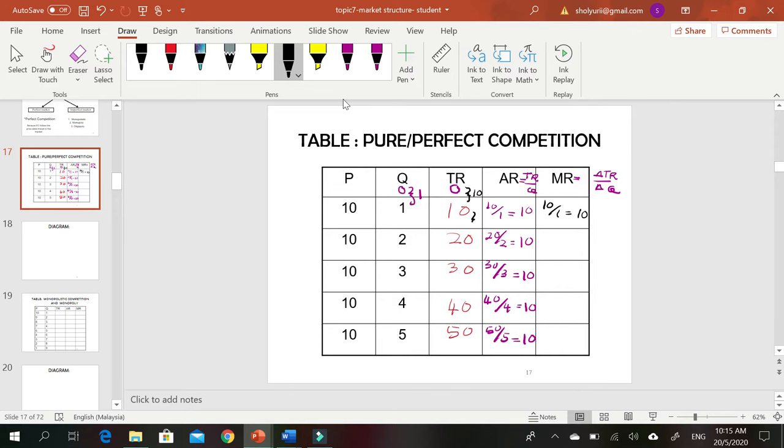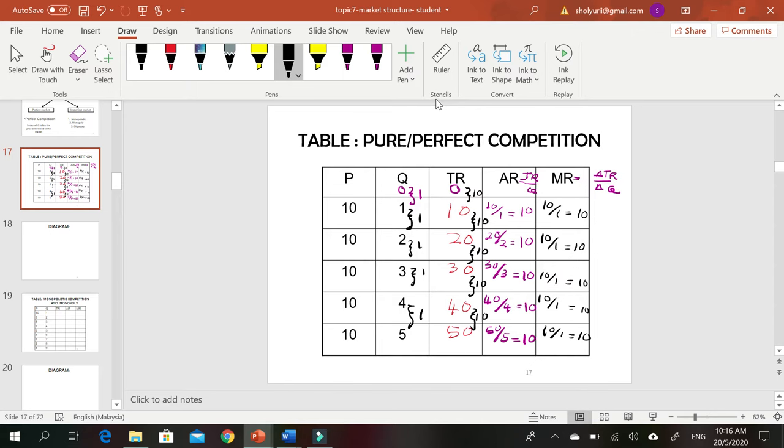Same goes here. 20 tolak 10, changes kat sini also 10. 2 tolak 1, 1. So 10 bahagi 1 equals to 10. Here, 130 minus 120, also 10. 140 minus 130, also equals to 10. Here also, 150 minus 140, it's 10. So, 10 over 1, 10, 10 over 1, 10, 10 over 1, also equals to 10. So as you can see here, everything is 10 for AR and also for MR.